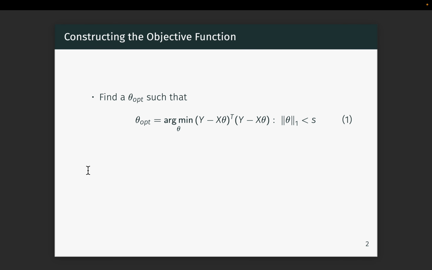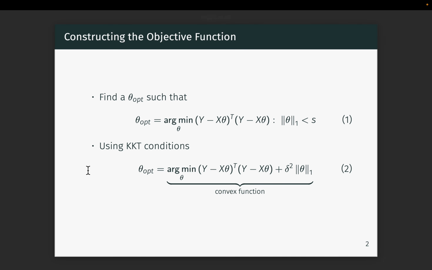The only change in this formulation is that previously we had y minus x theta transpose y minus x theta plus mu times the L2 norm of theta, and now we have the L1 norm of theta. So it's fairly similar. The first term is a convex function, the second term is also a convex function. We'll discuss more in the tutorial if needed. So the overall term is also a convex function, which means it has a single unique minima.